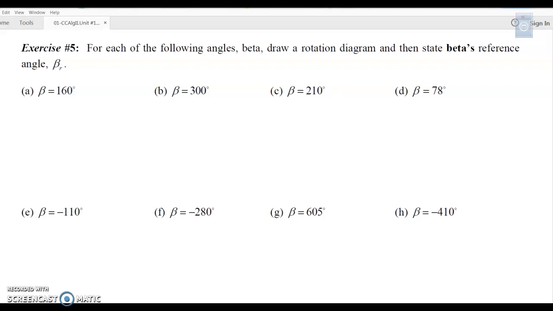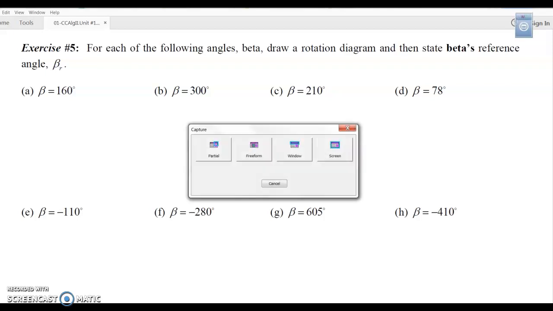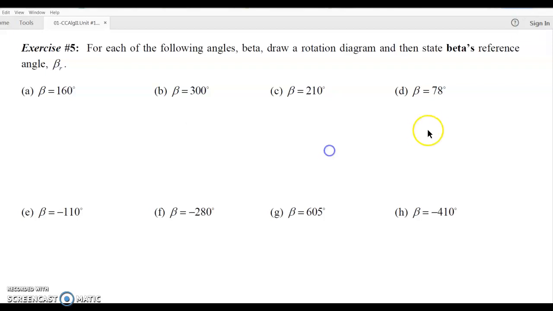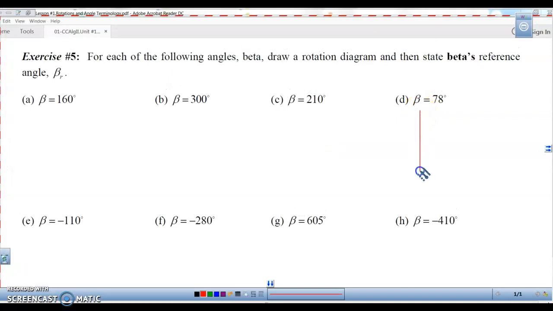This is Algebra 2, Unit 11, Lesson 1, the rest of the notes on rotations and angle terminology. Okay, so we left off on talking about rotation diagrams and reference angles. If you are talking about a reference angle, you want to make sure that when you draw this, here's my axis. The reference angle is from the x-axis.